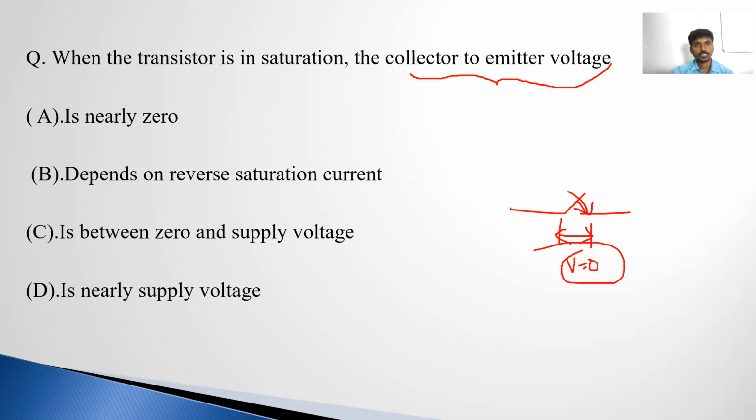Like the same, if the transistor is in on condition, the collector to emitter voltage is zero.